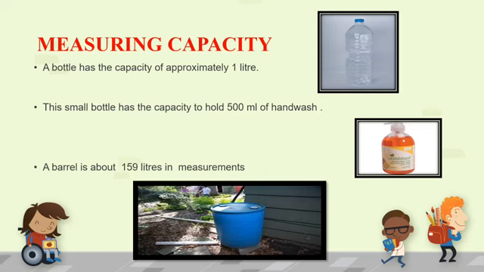So here you can compare all these three pictures and you can see the difference in the capacity of holding the liquid, or the size of the containers. So that is called the capacity of the container to hold something. It's the measure of the container to hold what? Liquid.